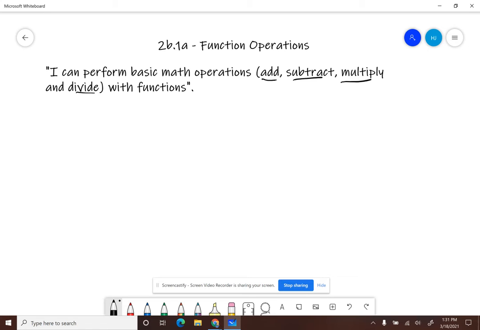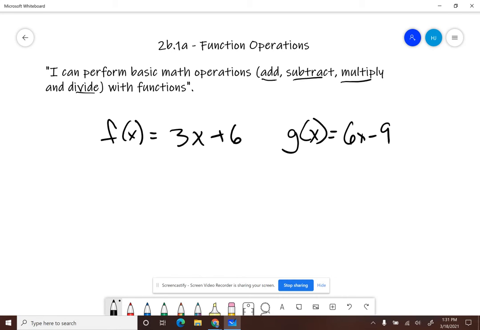So let's suppose that we have 2 functions. Let's suppose that we have f of x equals 3x plus 6. And let's suppose the other function, we'll call it g of x equals 6x minus 9, okay? So we have 2 functions here, and we're going to perform basic math operations on those functions. And here's the way they will word these to you. So number 1, they are going to express it this way. They will have f plus g of x. That's the way you read that, f plus g of x. And they're going to say, okay, what does that equal?